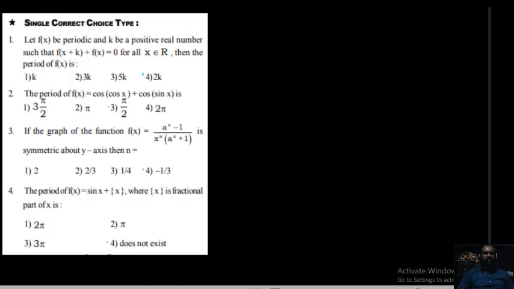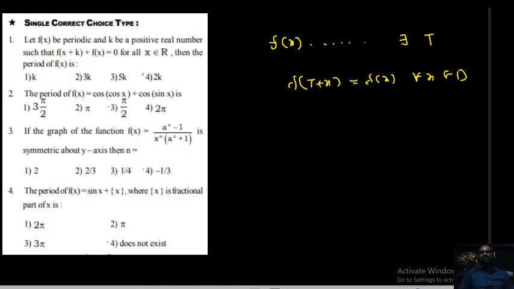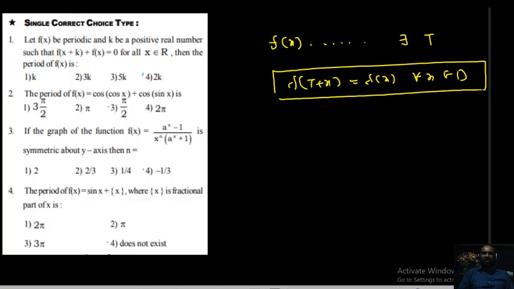I hope everyone knows the concept of periodicity. A function f(x) is said to be periodic if there exists a positive real number t such that f(t + x) = f(x) for every x belonging to the domain of the function. This is the definition. The least such t is called its fundamental period.